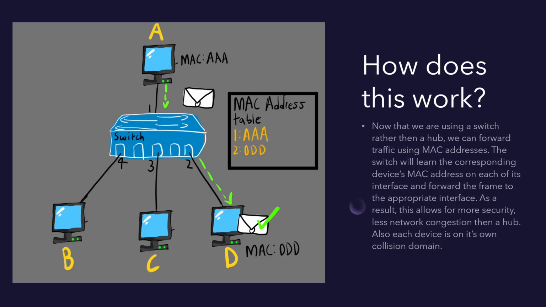frame to the appropriate destination out of the appropriate interface without interrupting or bothering computer C and computer B, making this process much more secure because not everyone has to listen to what you're sending on this network, and much more efficient because computer C and B don't have to process that message.